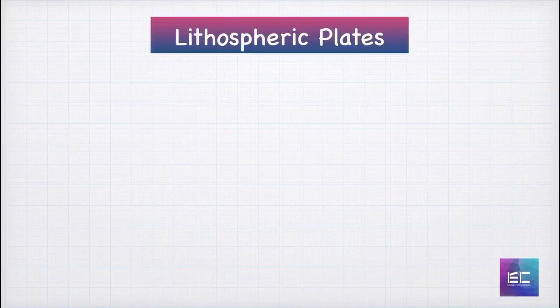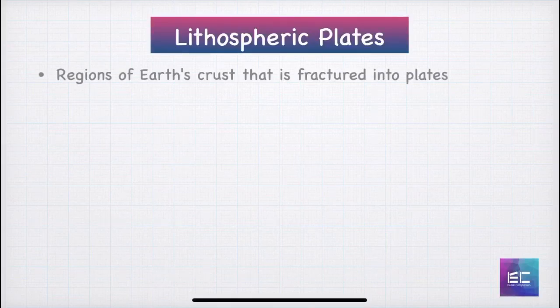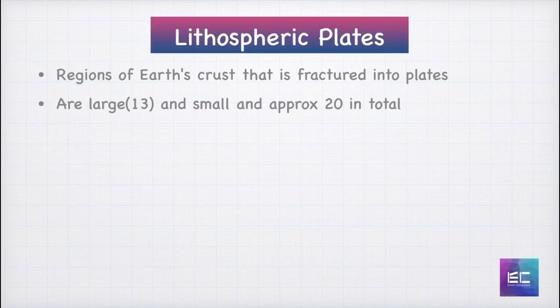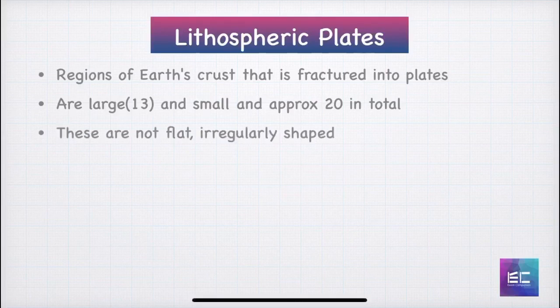Lithospheric plates are the regions of Earth's crust that are broken or fractured into plates. The Earth's crust is broken into plates and these plates are called lithospheric plates. These plates can be large or small in size and there are a total of 20 lithospheric plates, out of which 13 are large. Now students, do not let the word plate confuse you. These are called lithospheric plates, but they are not flat like plates or slabs.